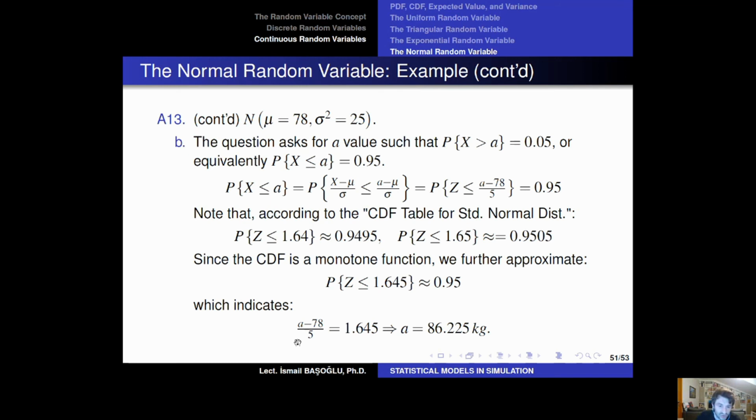And this is an equation with a single unknown, and that A value would be 86.225. This means 5% of the male students in Özyeğin University have a weight that is greater than 86.225 kilograms. That is the separation point which separates the low weight 95% from the high weight 5% of the male students.